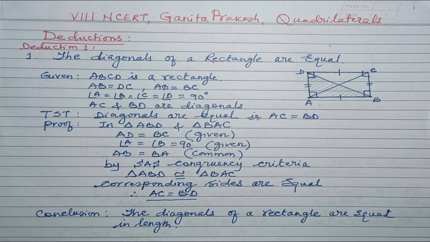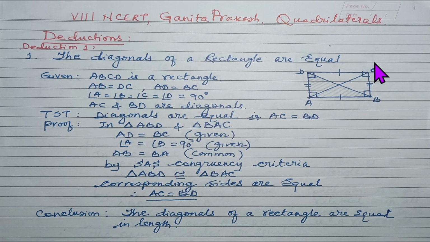In this learning session, we'll be learning the Quadrilaterals chapter of Ganita Prakash 8th NCERT textbook. We'll be learning the different deductions being discussed in the chapter of Quadrilaterals. Now here, deduction number 1, the first deduction, is the diagonals of a rectangle are equal.